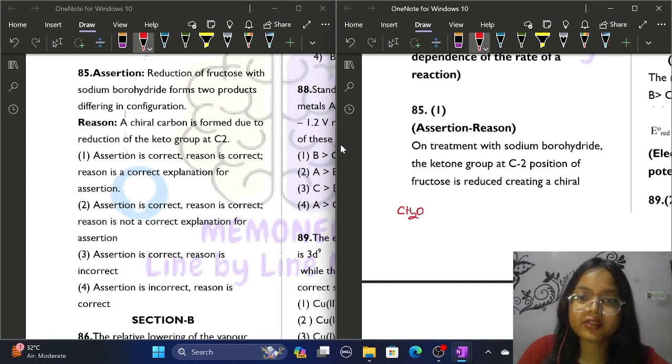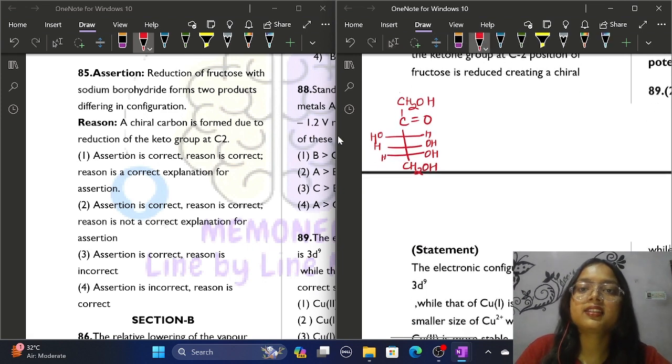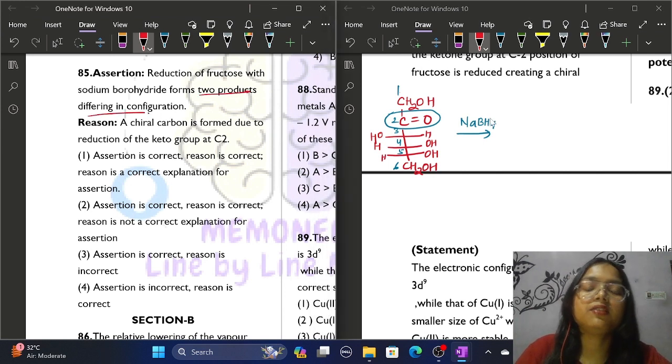It is CH2OH, C double bond O, then 1, 2, 3, CH2OH. Here it is OH, OH, H, H, H, OH. Here the C2, number it first, 1, 2, 3, 4, 5, 6. So the C2 carbon contains the ketone group. So on reaction with sodium borohydride, it forms two products differing in configuration.